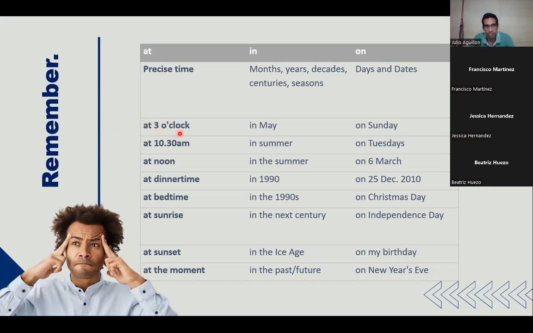So we have at 3 o'clock, at 10:30 a.m., at noon, at dinner time, at bedtime, at sunrise, at sunset, and at the moment. Those are just examples of using the preposition of time at. So now, is there any word of this vocabulary that you do not understand? ¿Hay alguna palabra de esta primera parte que no entiendan? Vocabulary or something, or is it clear?